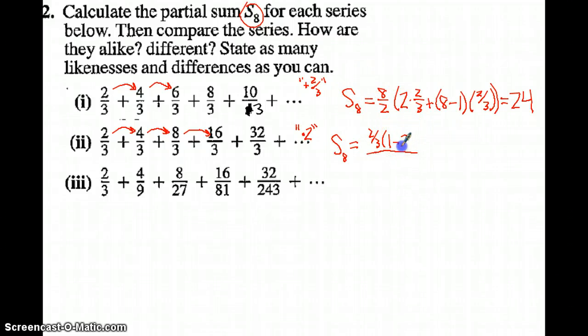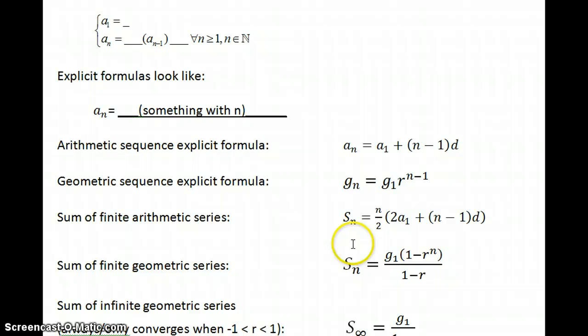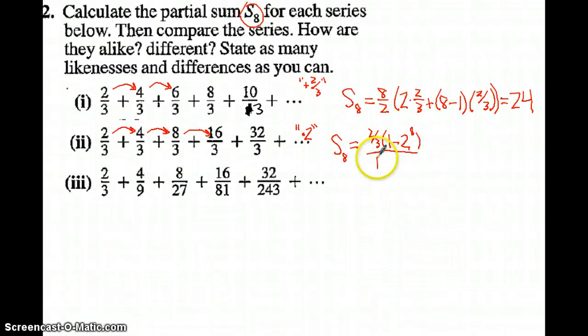So the r here is 2, and the exponent is n, which is 8. Some people are accidentally putting n minus 1 there. I can see why, but nope, in that formula it's just good old-fashioned n right there. Over 1 minus r, which in the end is going to be negative 1.